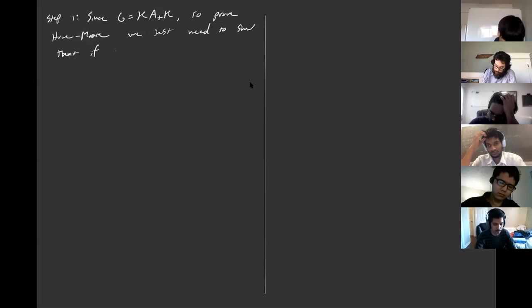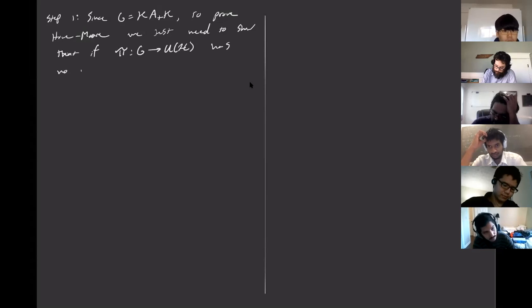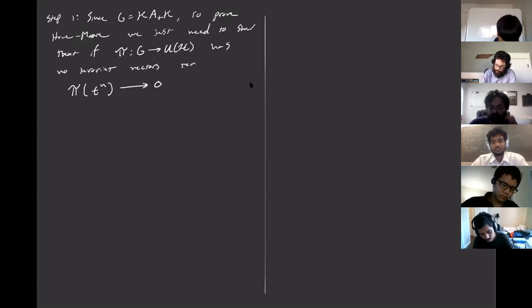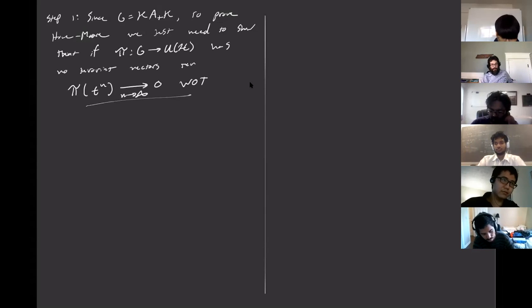that if we have a representation pi that has no invariant vectors, then when we look at pi of positive powers of this T^n, this converges to zero in the weak operator topology as n tends to infinity. All right, because we have this KAK decomposition, as soon as this happens, then the representation is mixing. That was step one that we used.